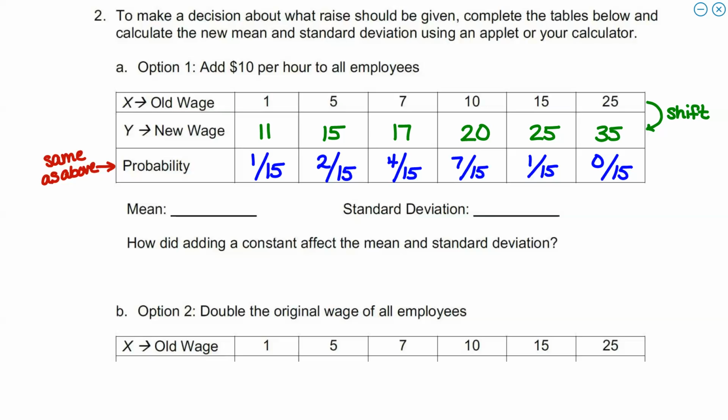So I found the new mean to be 1826. It's just the old mean plus 20. Standard deviation, though, did not change. Standard deviation stayed exactly the same.